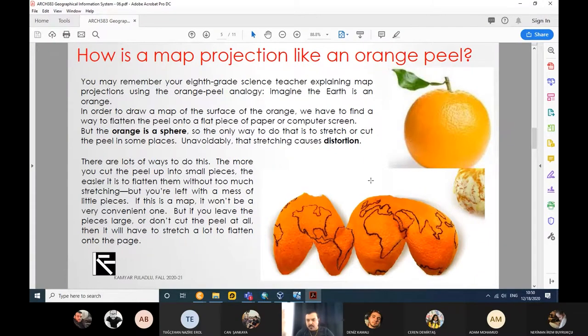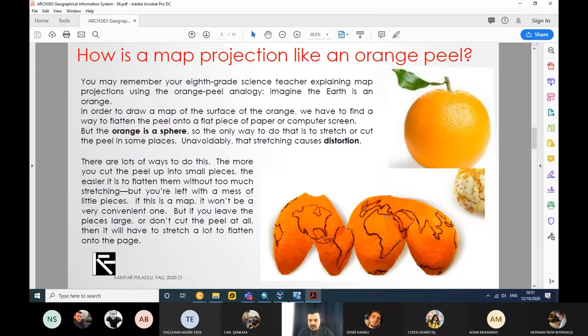Definitely you cannot do it without putting some cut. So you put some cut, for instance, like here, like this picture, like this figure. And then you are able to, let's say, distribute the orange peel on the surface. Okay? The same thing happened to our Earth.